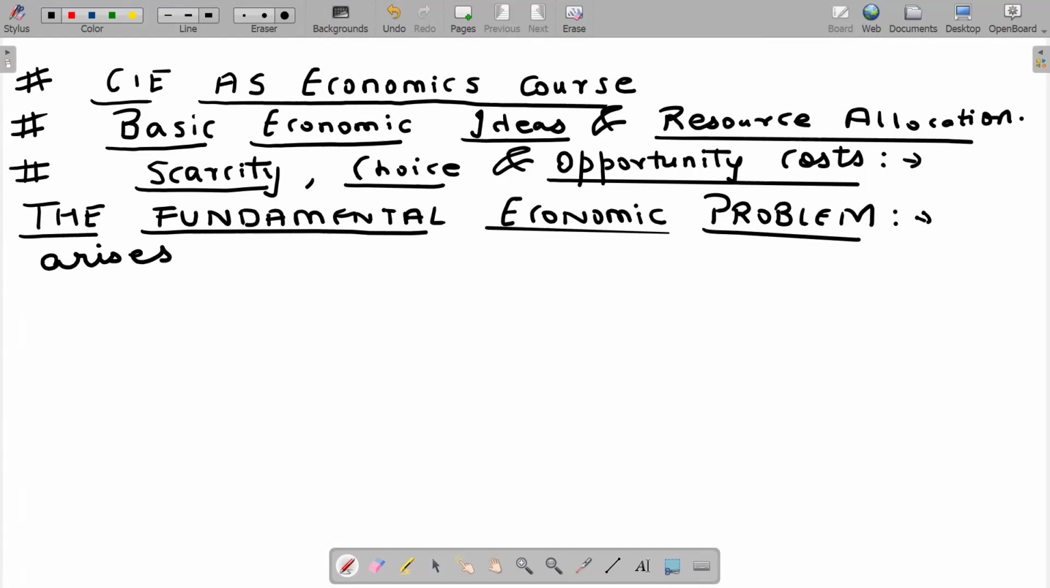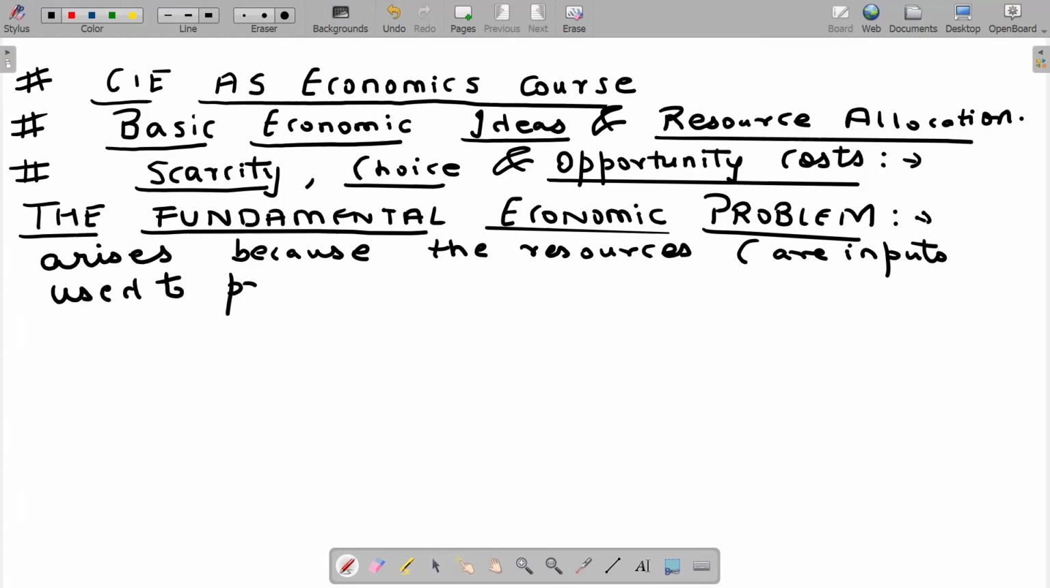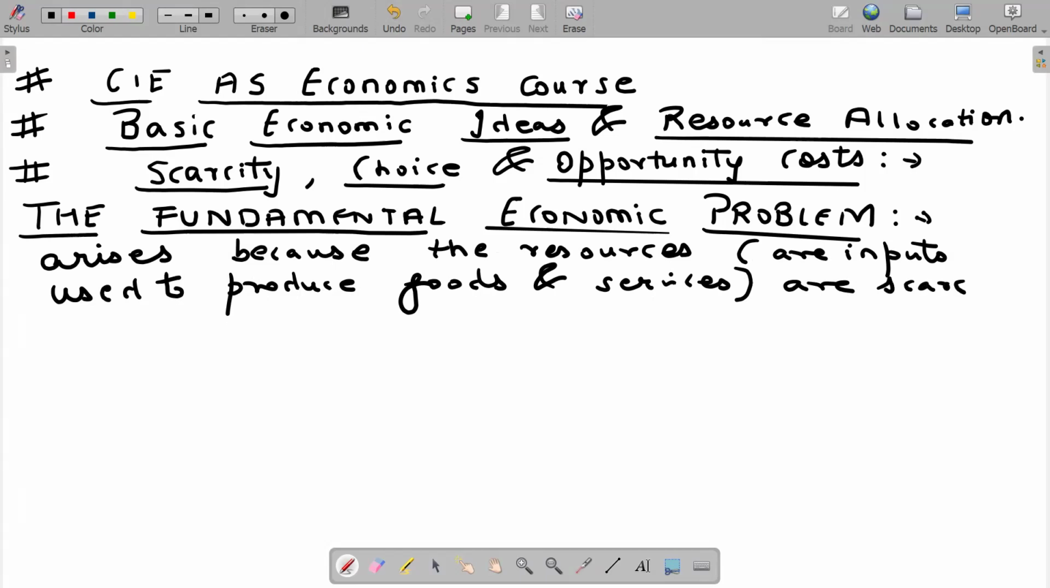The fundamental economic problem arises because resources are inputs used to produce goods and services. These are the inputs used to produce goods and services. These resources are scarce while people's wants are unlimited.